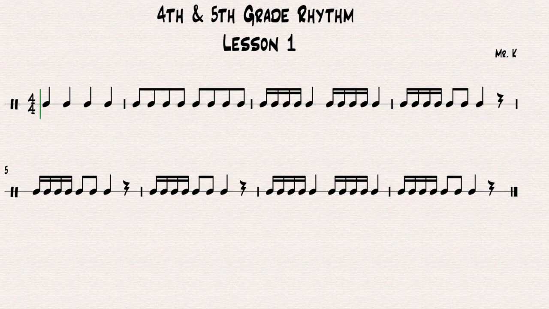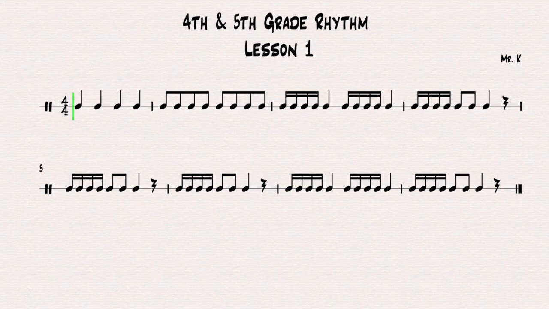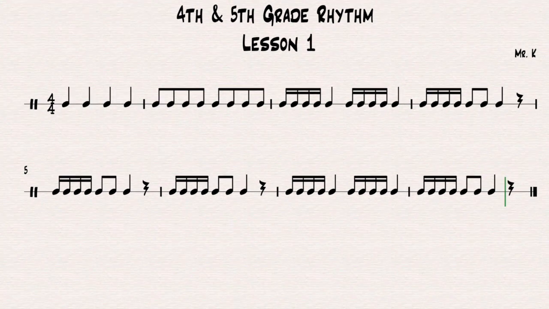1, 2, ready, count. 1, 2, 3, 4. 1 and 2 and 3 and 4 and 1 E and a 2, 3 E and a 4. 1 E and a 2 and 3. 1 E and a 2, 3 E and a 4. 1 E and a 2 and 3. Nice. Let's try that again. That was kind of fun.